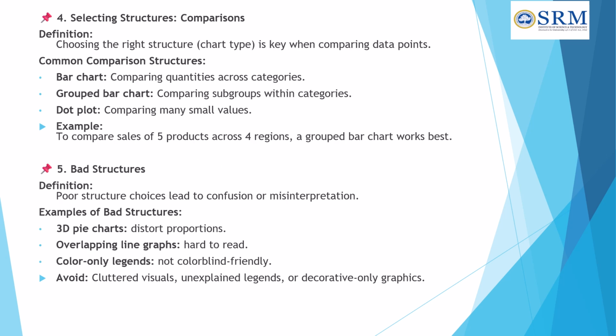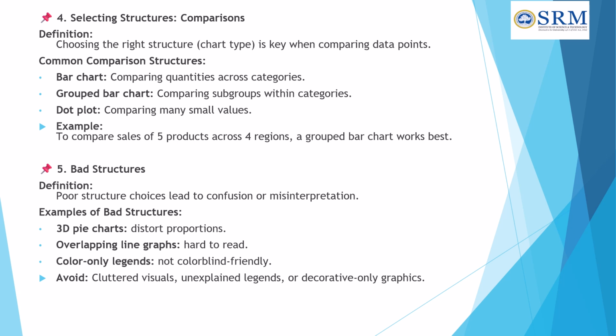Selecting structures for comparisons. When showing comparisons in data, it's important to pick the right type of chart. Different structures help us see different kinds of comparisons clearly. For example, a bar chart is great for comparing amounts across categories, while a grouped bar chart lets us compare smaller groups within those categories. A dot plot works well when you have many small values to compare. For instance, if you want to compare sales of 5 products across 4 regions, a grouped bar chart is the best choice.